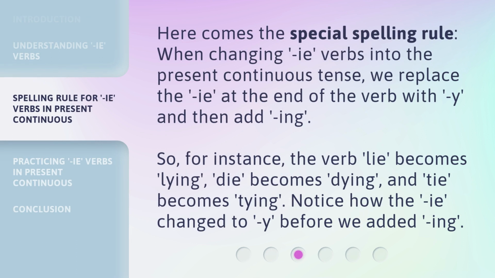Here comes the special spelling rule. When changing -ie verbs into the present continuous tense, we replace the -ie at the end of the verb with y, and then add -ing. So, for instance, the verb lie becomes lying, die becomes dying, and tie becomes tying. Notice how the -ie changed to y before we added -ing.